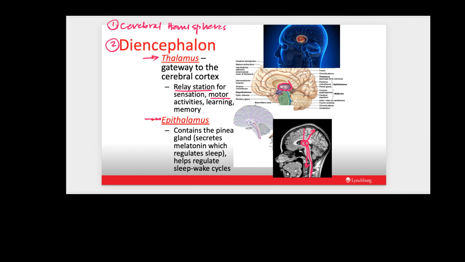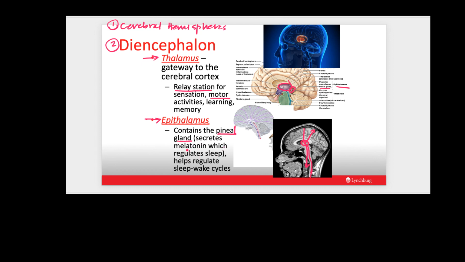Epithalamus is another structure that's involved or located within the diencephalon. And we can see the epithalamus. It's located here. And one of the structures that is important or contained within the epithalamus is the pineal gland. Okay, so this is going to contain the pineal gland. Pineal gland is important because it secretes the hormone melatonin, which helps us to regulate our sleep-wake cycles.